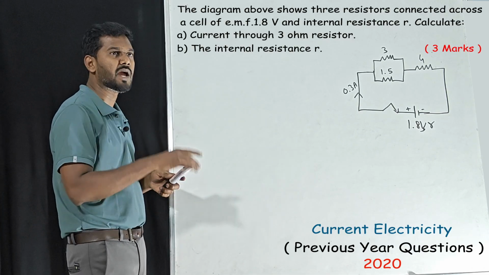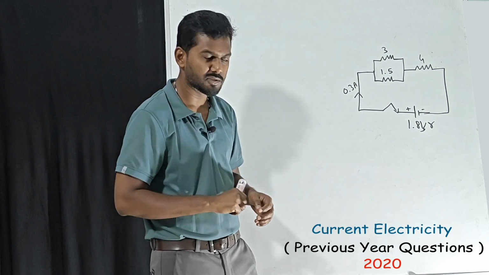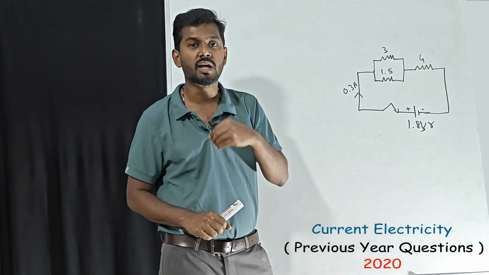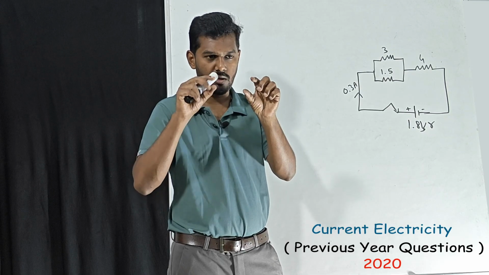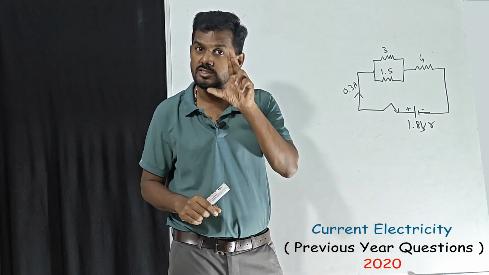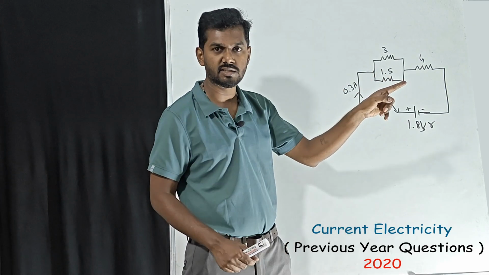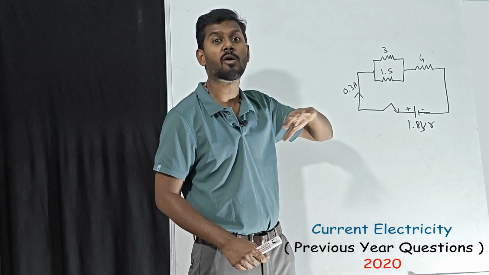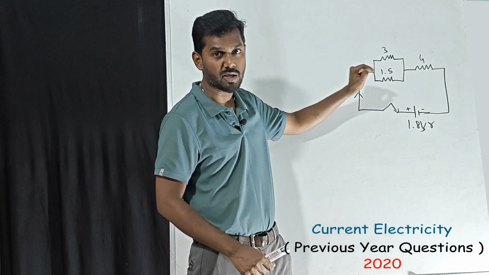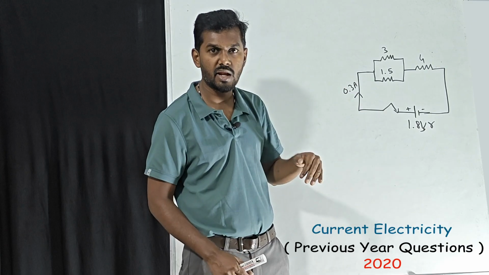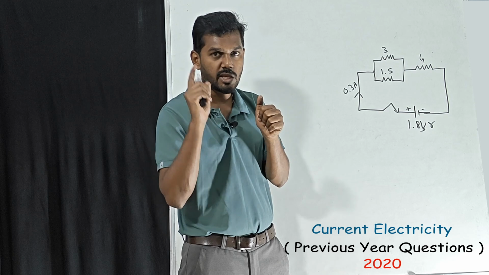Listen, first we need to understand the first question: current through the 3 ohm resistor. Where is that 3 ohm resistor? Here, correct. Whenever they are talking about current, they talk about parallel connection. Whenever they ask you to find the current in a particular resistor, it has to be parallel. In a series connection, if it is a series of resistors, they will talk about voltage, because we know in parallel connection current divides. That's why they will talk about current. In series connection, if bulbs or resistances are connected in series, they talk about voltage. Keep that in mind.